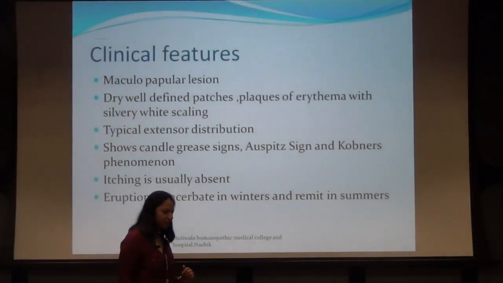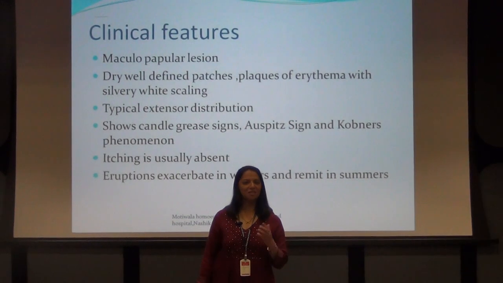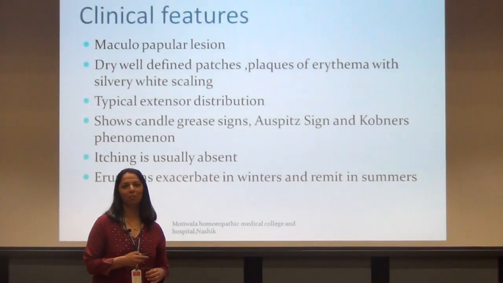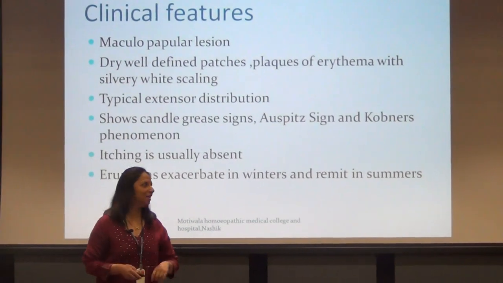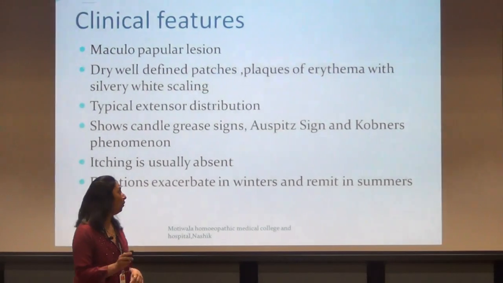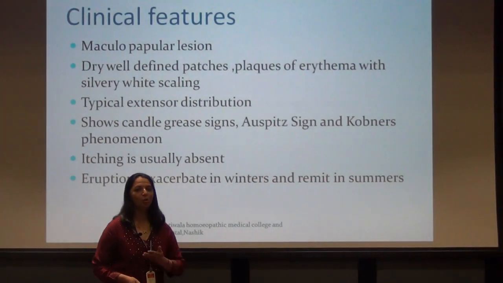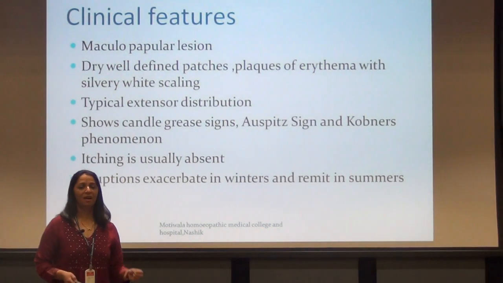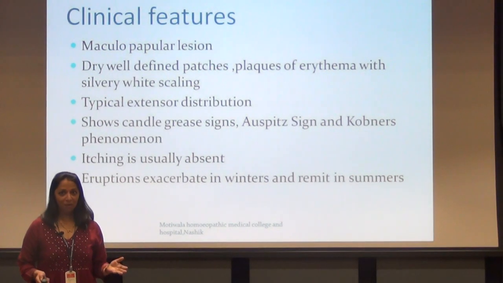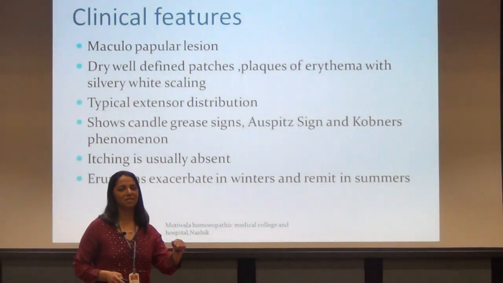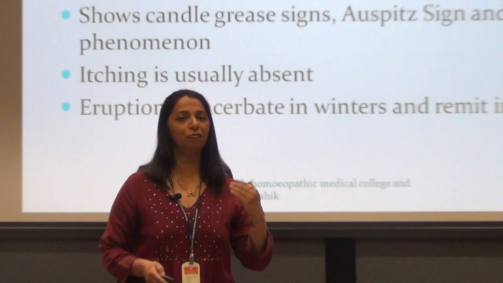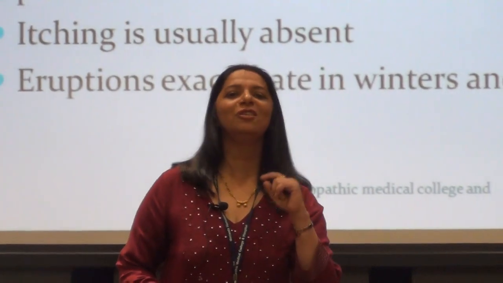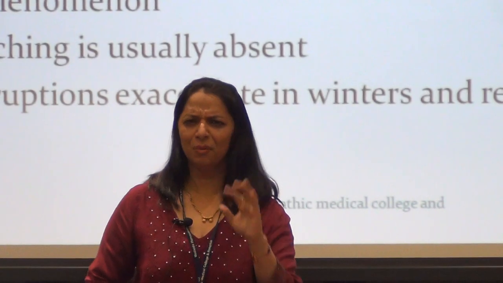Now, clinical features of psoriasis. If you have well understood the pathophysiology, then it is very easy to understand the clinical features of psoriasis. Lesions are maculopapular, that means discolored, slightly raised lesions. They are dry, they are well defined, they are erythematous, and they show scaling, which is silvery white in color. There is typical extensor distribution. We don't know why, but it is seen that in psoriasis, extensor surfaces are more involved as compared to flexure surfaces. Of course, friends, this is not the rule. There is a variant of psoriasis which is called flexural psoriasis, where you can have a flexural distribution also, but this is very rare.